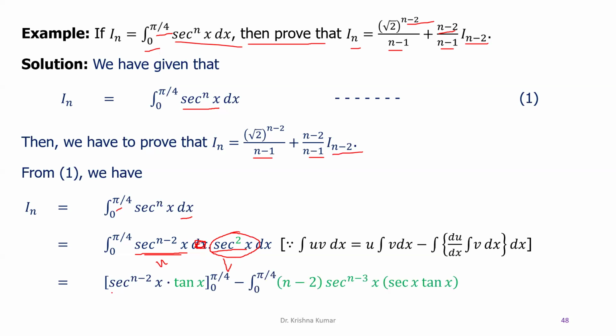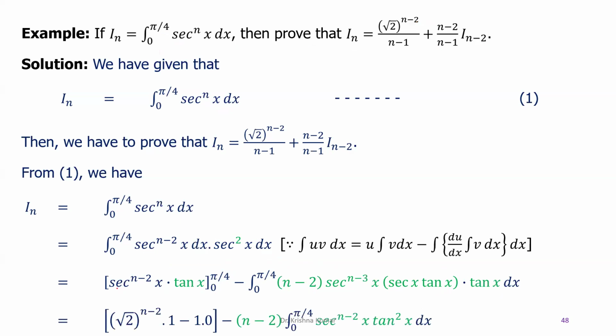So the first function times the integration of sec square x, which is tan x, under the limit 0 to pi by 4, minus the derivative of sec to the power n minus 2 x, which is n minus 2 sec to the power n minus 3 x, and again the derivative of sec x is sec x into tan x, and then finally the integration of sec square x, which is nothing but tan x.